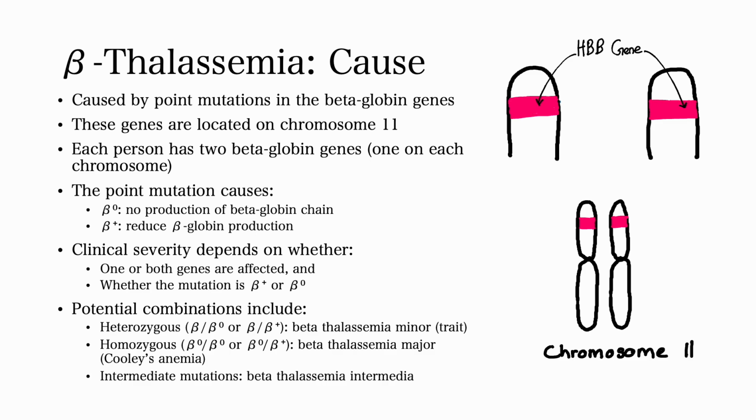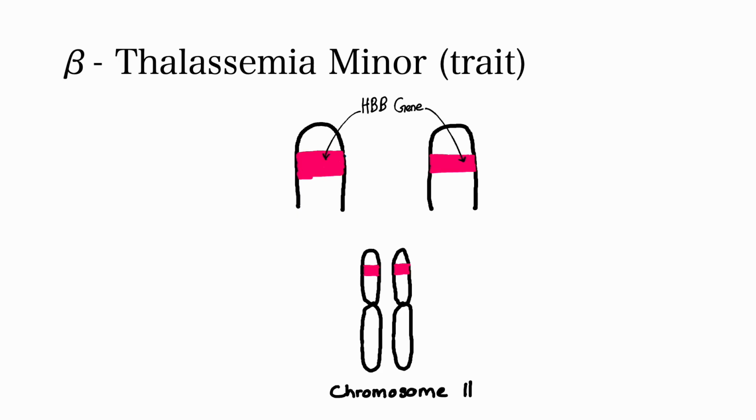Potential combinations of this therefore include being a heterozygous mutation, that is, a person has one normal beta globin gene and one beta 0, or one normal beta globin gene and one beta plus. Either one of these combinations leads to a person having beta thalassemia trait, also called beta thalassemia minor.